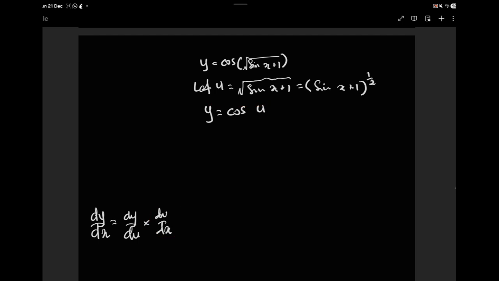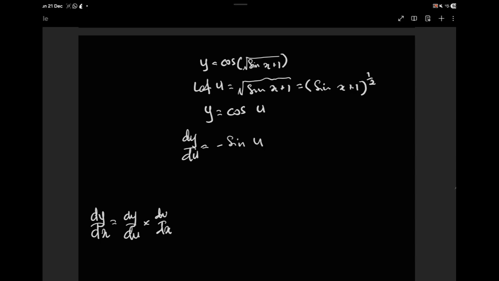So without further ado, let's look for dy over du. dy over du equals cos u differentiated, which becomes negative sin u.